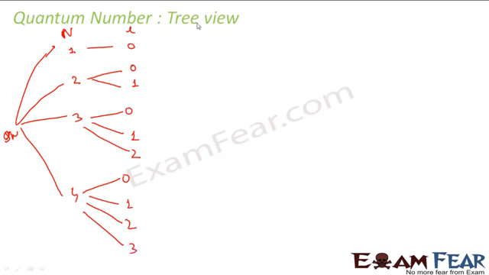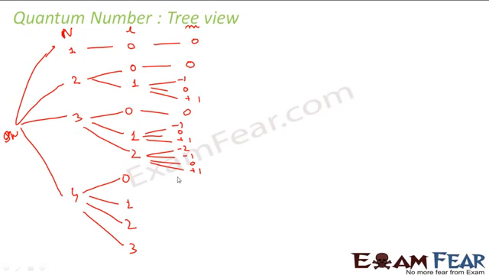If you talk about M, for L equal to 0, M can have only one value, 0. For 1, it can have three values, -1, 0 and +1. Here also, for 0 it can have only one value, 0. For this one, -1, 0 and +1. For 2 also it can have 5 values now, -2, -1, 0, +1, +2. Like that it will continue. Here also we can continue.